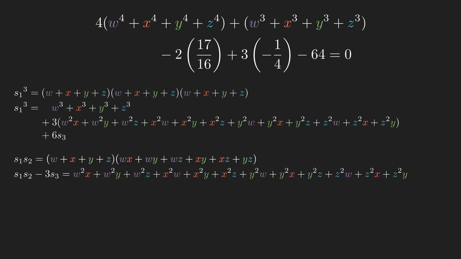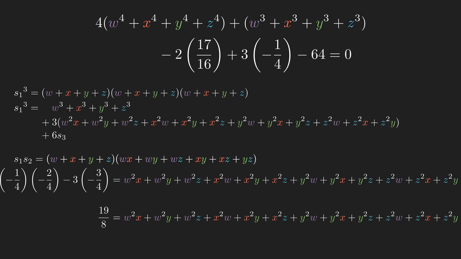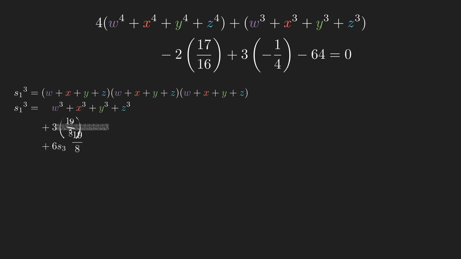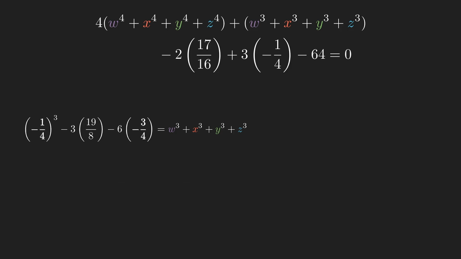Let's rearrange and plug in the numbers. Voila! We'll now take this 19 over 8 and substitute it in over here. Now we'll plug in the numbers for S1 and S3, and we're just doing the arithmetic here. The sum of the cubes is minus 169 over 64. Unraveling the last layer, we plug this in up here.